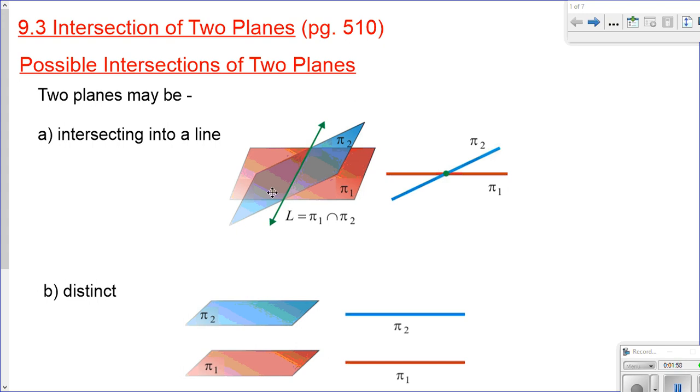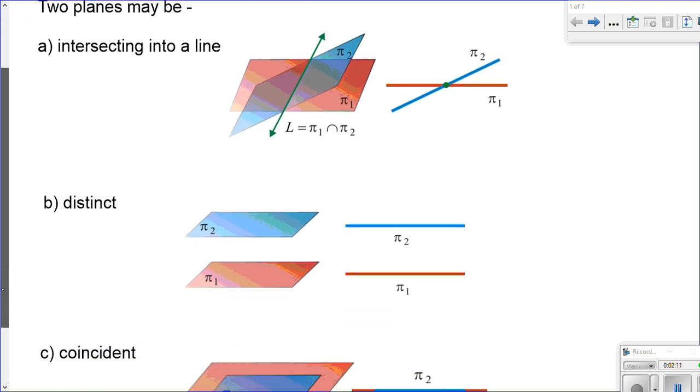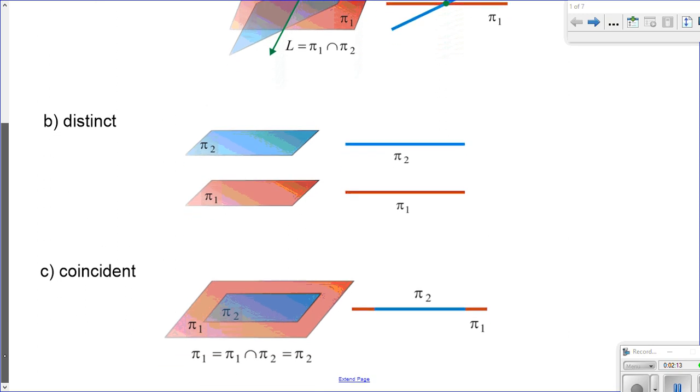Keep in mind that your two cue cards continue onward. The cue card is just a glimpse of the plane, but it goes off in infinite directions on each side of that cue card. I think you can model two planes being distinct. Just hold those cue cards apart from one another, making sure that they're parallel. And then the third situation, coincident, is easy to model as well. Just lay the two cue cards on top of one another and see that they'd be coincident here.